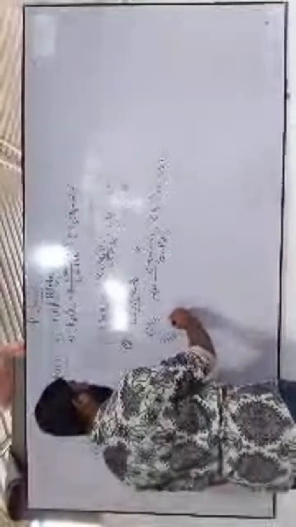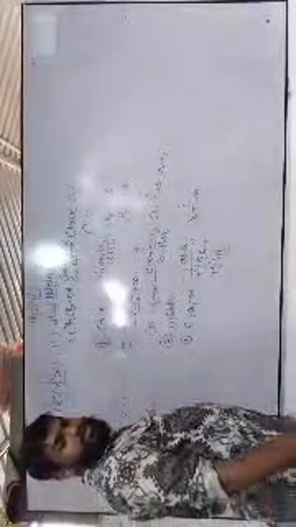Third one, oxidation. There are two methods to oxidize an alcohol. Number one, CH3CH2OH: if you use H plus KMnO4, or H plus K2Cr2O7, or H plus CrO3, you will directly get carboxylic acid.